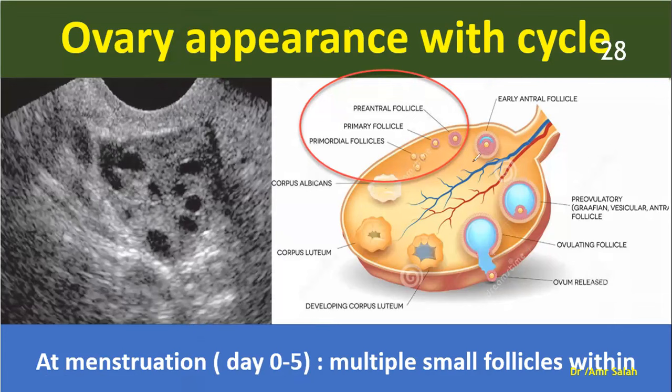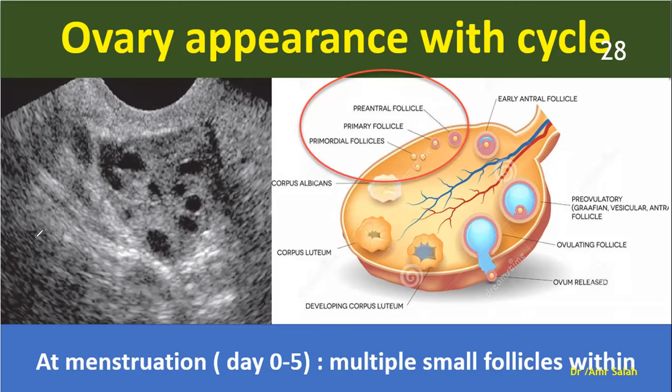Here again, the cycle, the follicles, then it enlarges and comes the dominant follicle. You can see the cyst within cyst appearance. And then the follicle ruptures and the ovum is released. The rest of the follicle forms the corpus albicans. Okay, I'm sorry, the corpus luteum, right? And this is the corpus luteum. At its end, it forms the corpus albicans. This is the ovary. Okay.